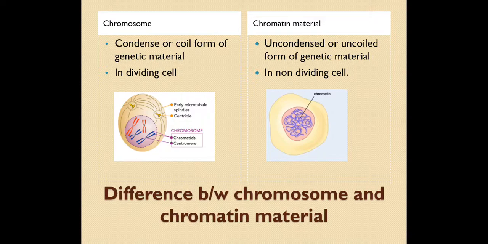Normally the chromosomes appear in the dividing cell. When the cell is in mitosis, during mitosis or during meiosis, we can see chromosomes. While the chromatin material is visible in a non-dividing cell. The cell during interphase has the genetic material in scattered form, and that is what we call chromatin material.